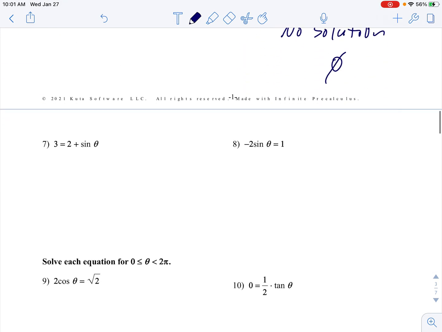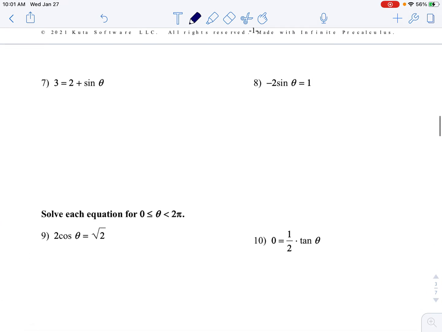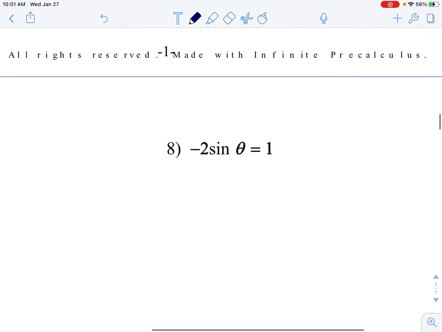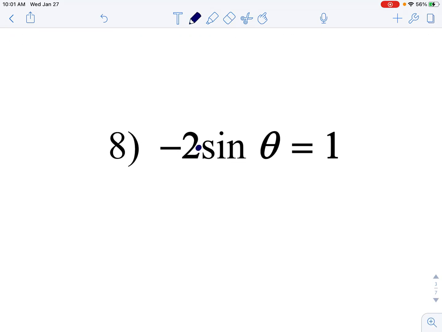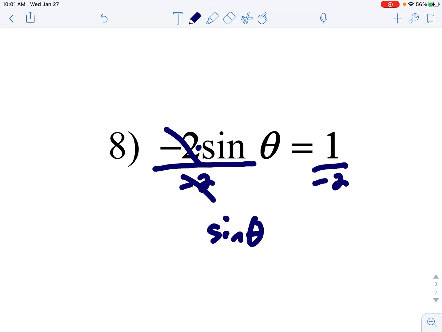All right. Number 8. Oh, another sine problem. All right, anyway. How do I solve this one? Would I add 2 to both sides because this is minus 2? No, that doesn't work. It's actually not subtraction. It's negative 2 times sine. So what I need to do is divide by negative 2 to cancel that out, you get sine of theta equals negative 1/2.